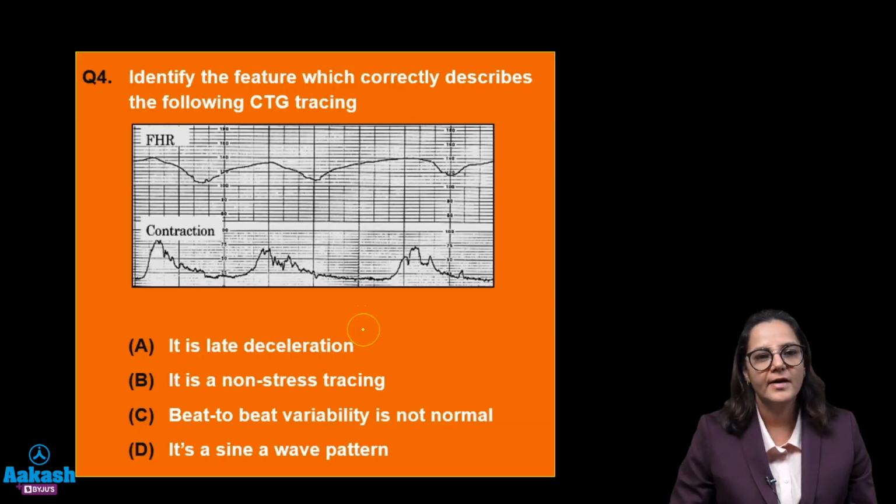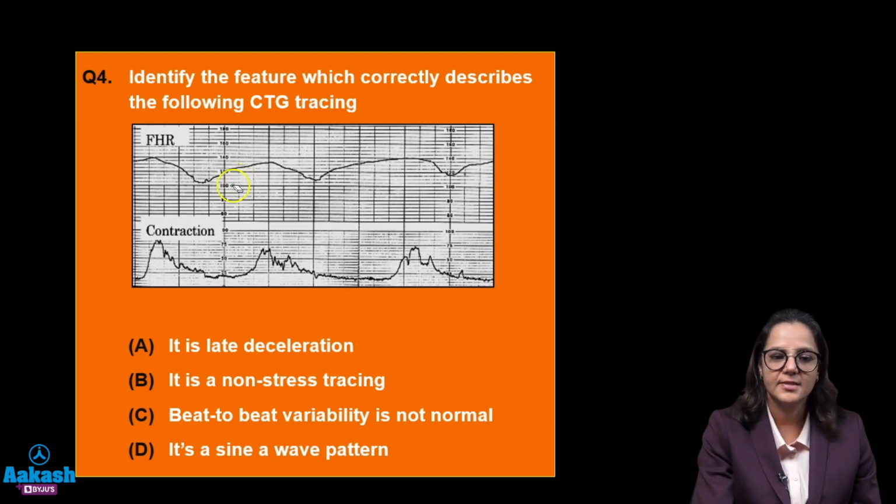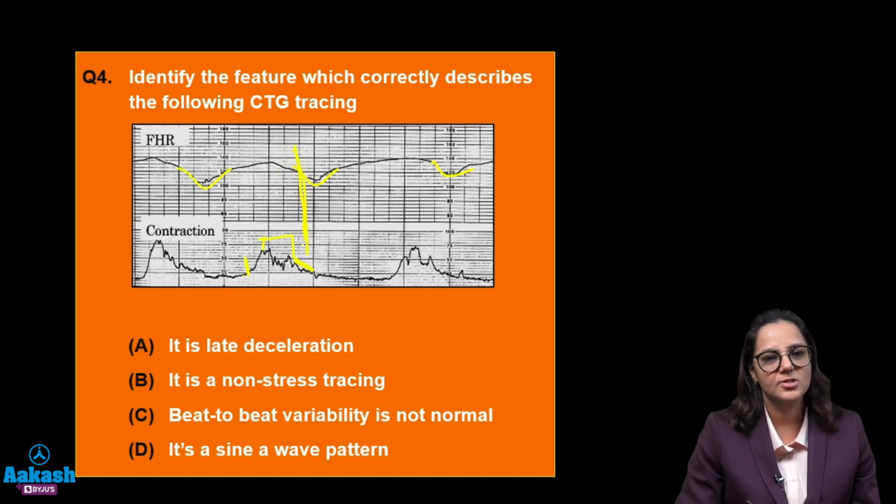So question number 4, identify the feature which correctly describes the CTG trace. This was recently asked in INICET. So we have the CTG trace over here, but instead of acceleration, we can see that there are repeated dips like this. And this is the maternal contraction trace. And we can see clearly that the dip is starting when the contraction is ending. So the contraction is starting here. This is the peak of the contraction. The contraction starts to slow down here, and here is where the deceleration is starting.